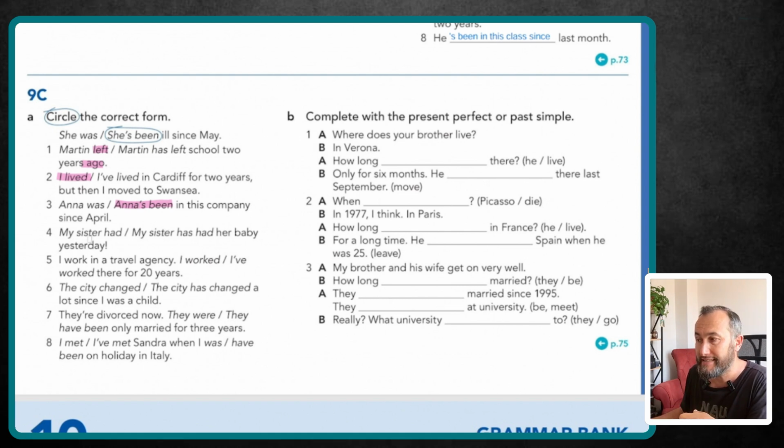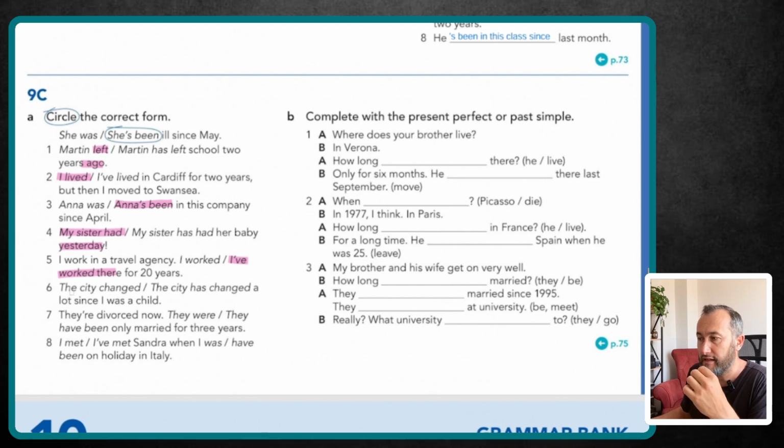Four, my sister had or my sister has had her baby yesterday. So when there is "yesterday," this is a past time expression. So my sister had. Five, I work in a travel agency. Still works. I work, so I'm still working. So here, I've worked there for 20 years. So I started 20 years ago and I'm still working. That's the meaning of it.